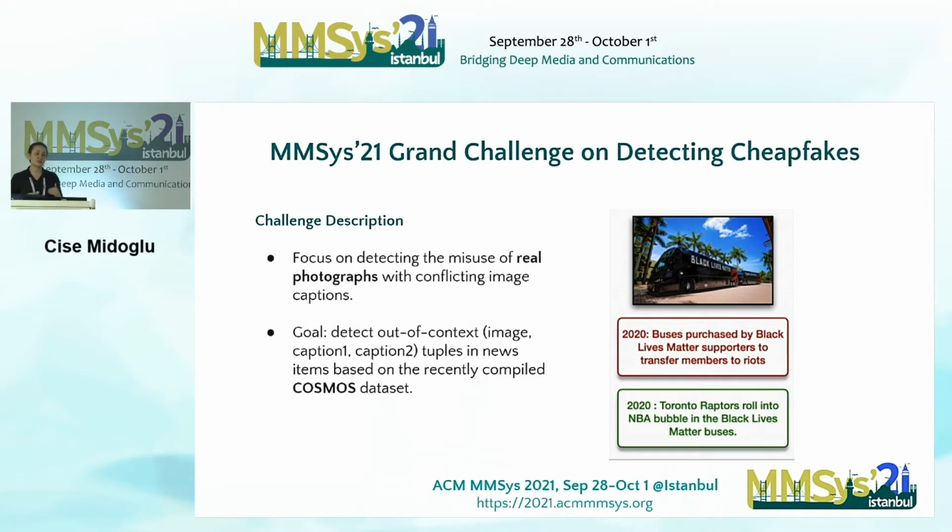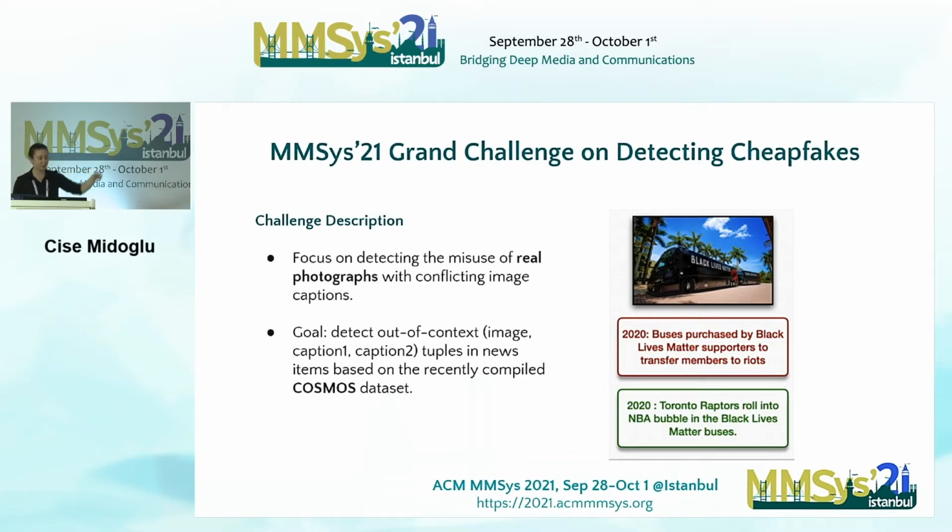So what does our challenge do? When I say it focuses on recontextualization, what does our challenge aim to do? We want to focus on detecting the misuse of photos, such as this, real photographs, with conflicting image captions in news items. Yeah? And the more technical way of defining this is we want to detect out-of-context tuples in news items based on a data set that we have provided. The tuples are one image and two captions.